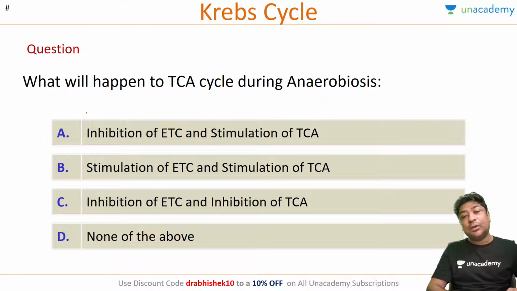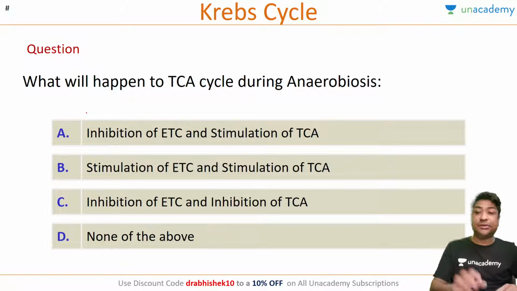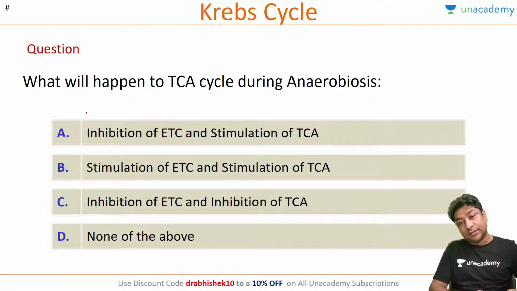Let's look at this question. What will happen to the TCA cycle during anaerobic respiration? The options are: inhibition of electron transport chain but stimulation of TCA cycle, stimulation of electron transport chain and stimulation of TCA cycle, or inhibition of both of them. What will happen to TCA during anaerobic?